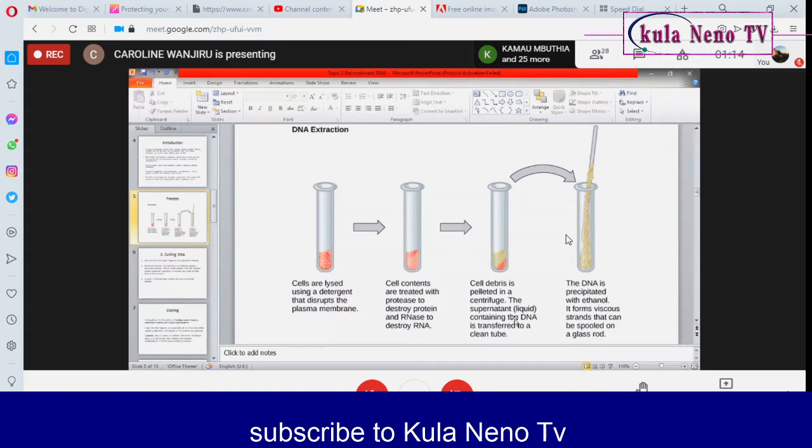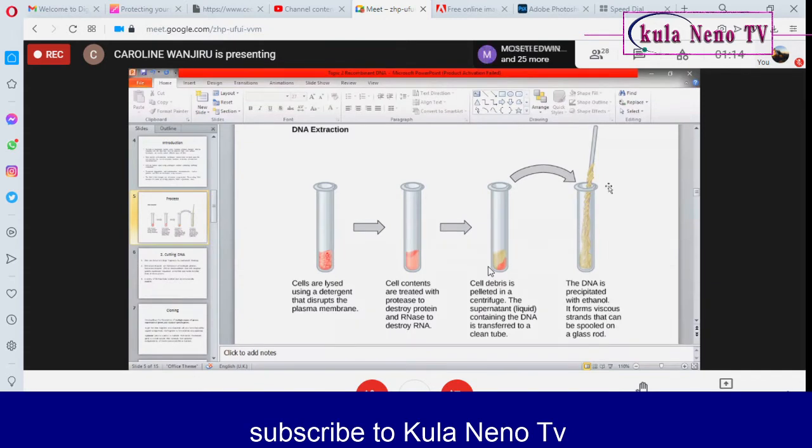You don't need it. Once you transfer the DNA into a clean test tube, the DNA is precipitated with ethanol. Remember, it is liquid here, but once it gets here, you can precipitate it. You know what precipitation is? Making it sort of solid. It's precipitated with ethanol, and it forms a viscous strand that can be spooled. To spool is to tie it around.